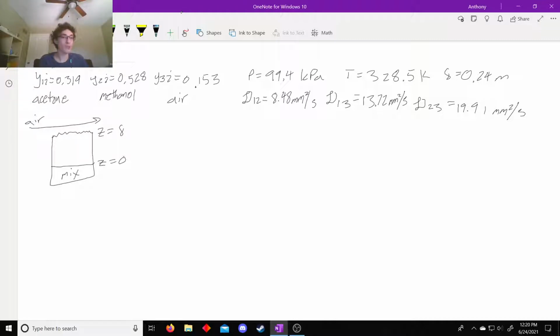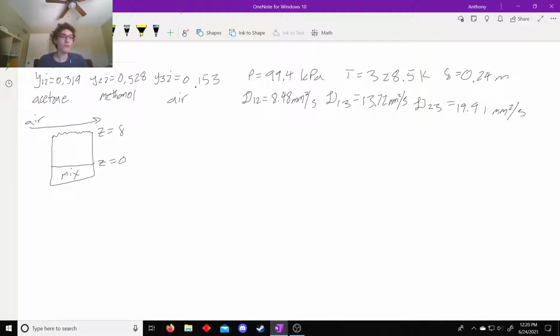What we do want to know is what the molar flux of acetone and methanol are as they evaporate from this mixture down here and move upward. And then after we do that, what we want is to have a composition profile of the three gases as we move along from z equals 0 to z equals delta.